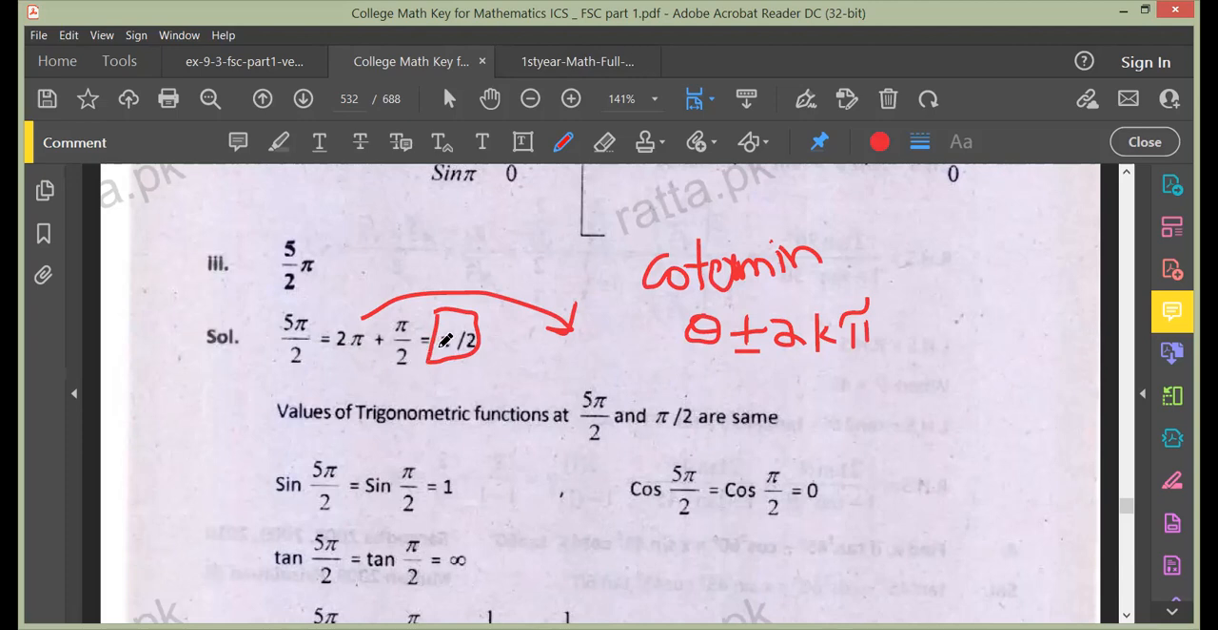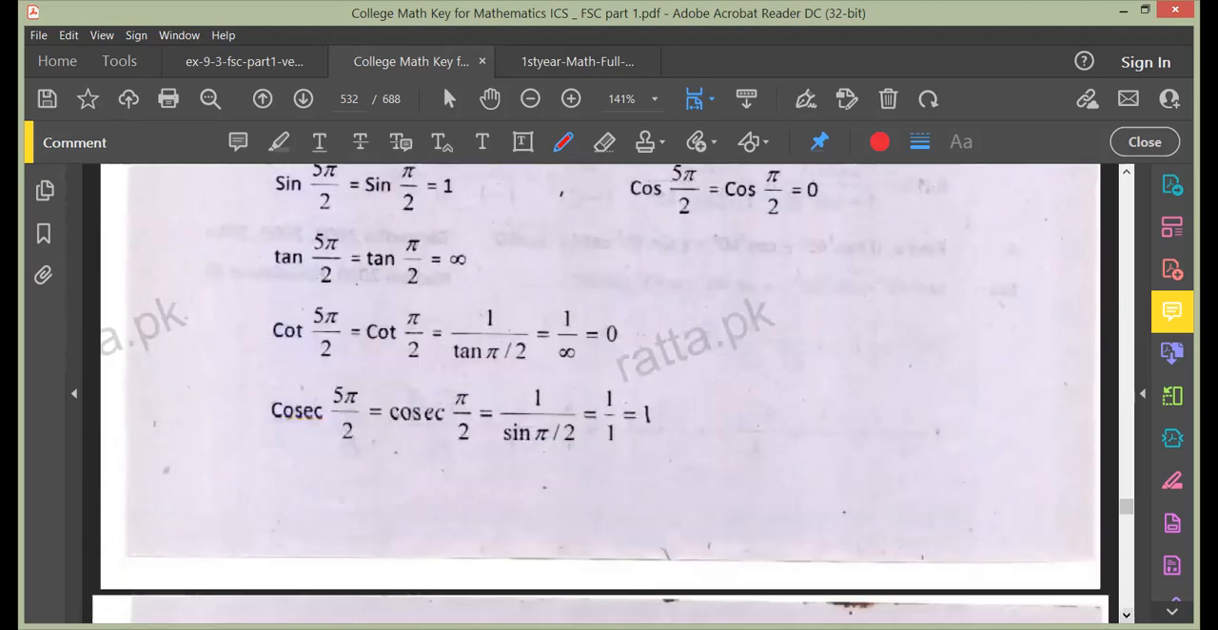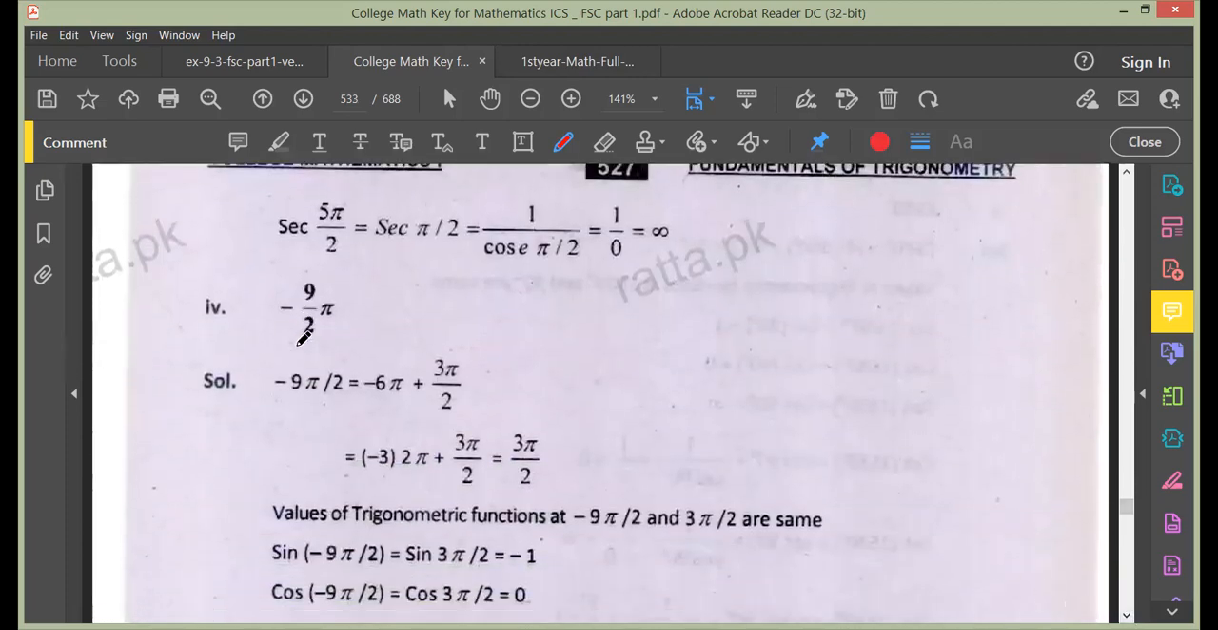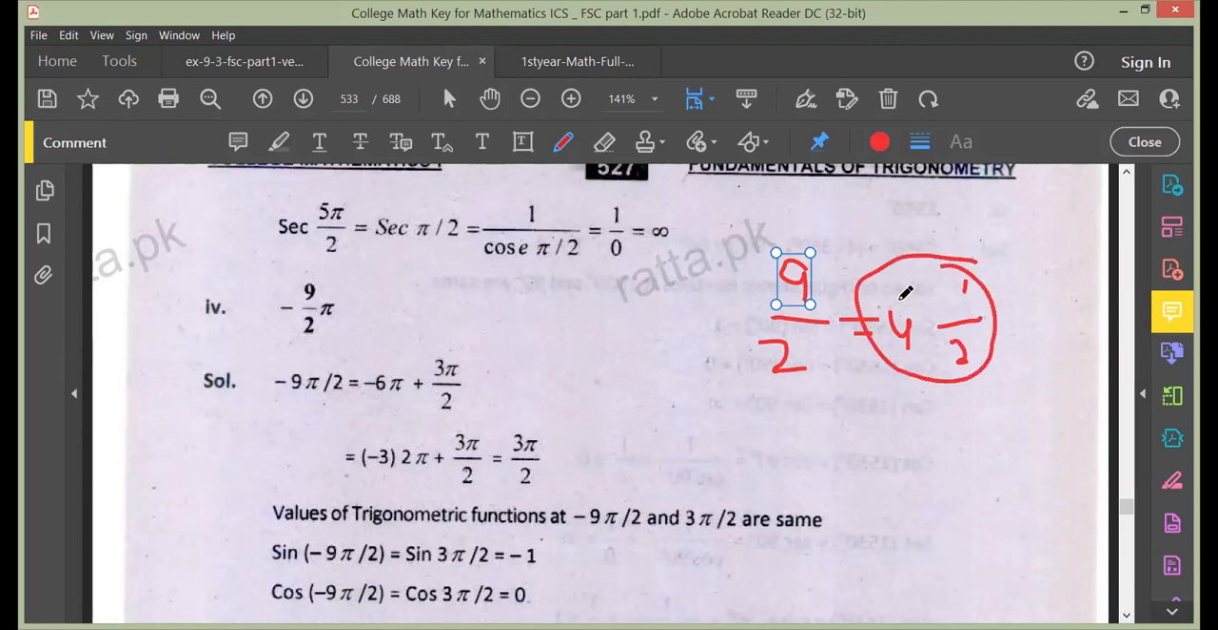2 pi plus pi over 2 will be equal to pi by 2. Simply after putting the value of pi by 2, we will find the final answer of this question. Similarly, this is minus 9 over 2 pi. So you can write it as minus 6. You can simply divide 9 by 2, so this will be equal to 4 and 1 by 2. So this is minus 4.